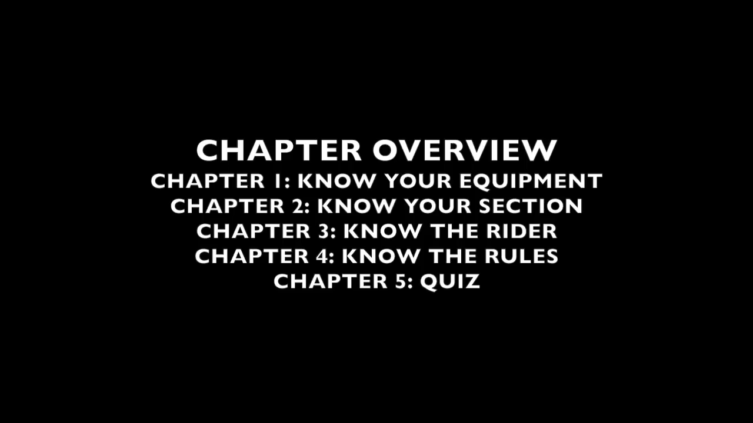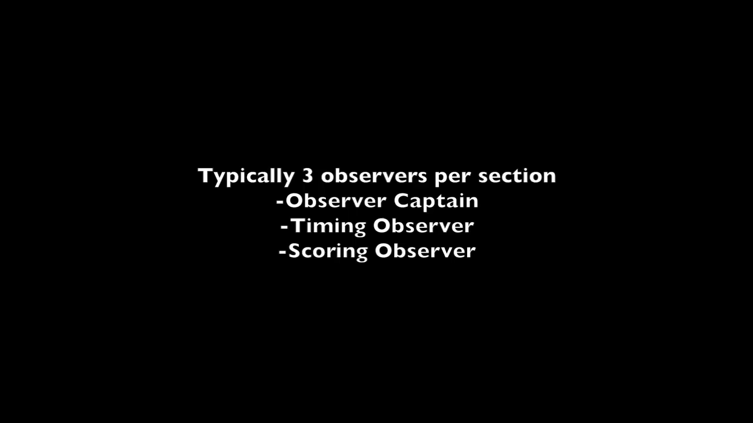Chapter 1, Know Your Equipment. There are typically 3 observers per section. The head observer, or observer captain, is typically stationed in the middle of the section and is responsible for scoring the rider in the section.